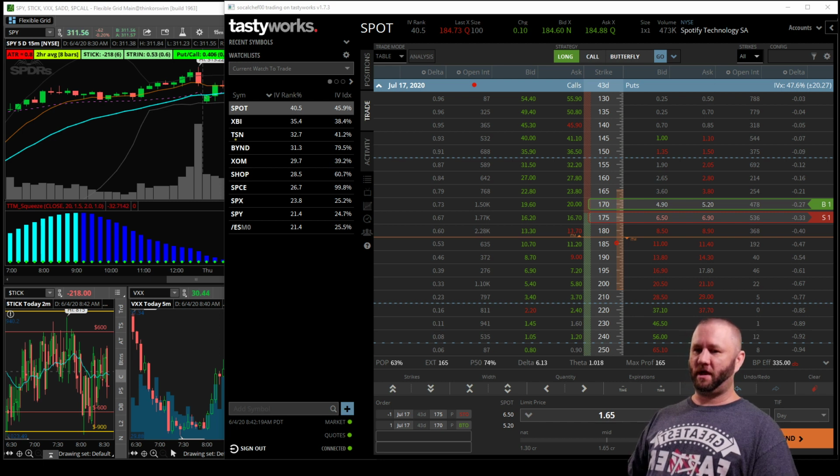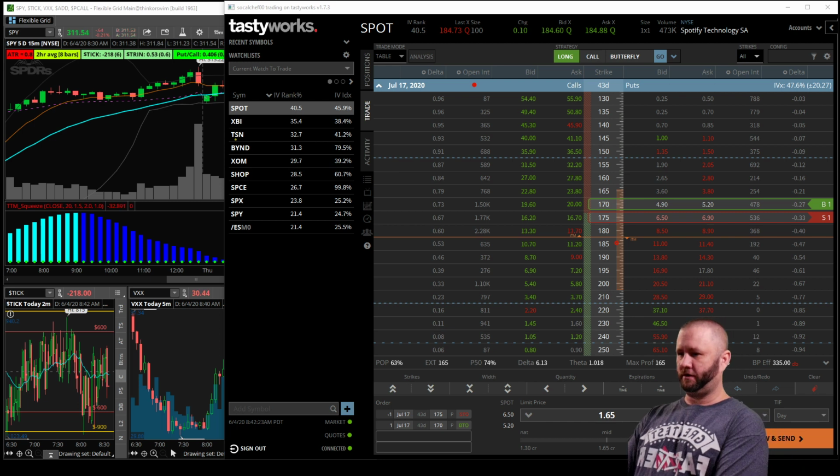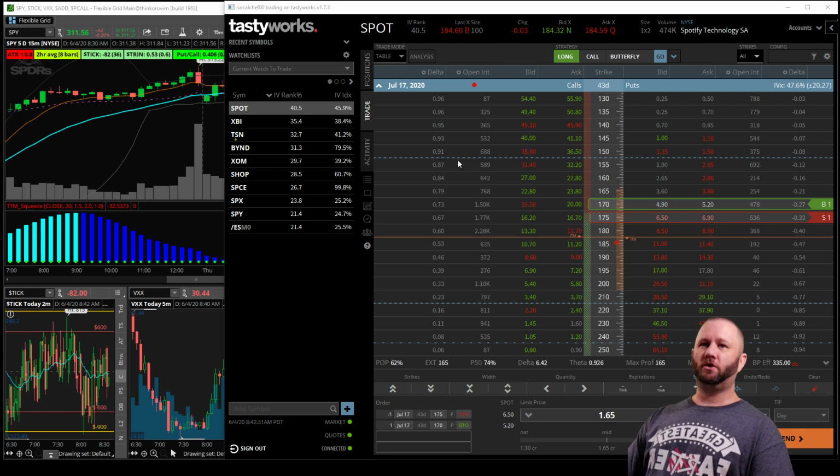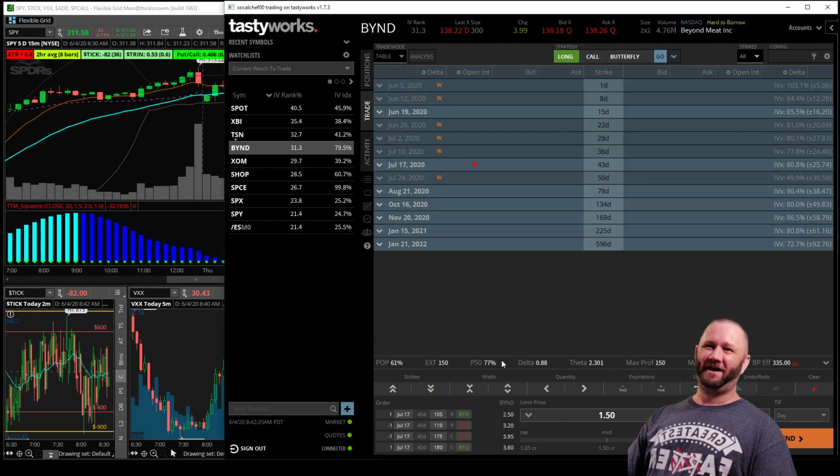I like that it's bouncing off. So I'm actually, let's see, Spot or Beyond. Which one do you guys want to do? Iron Condor or a vertical? Beyond, it would be almost dead center here. So both. We're not doing both.